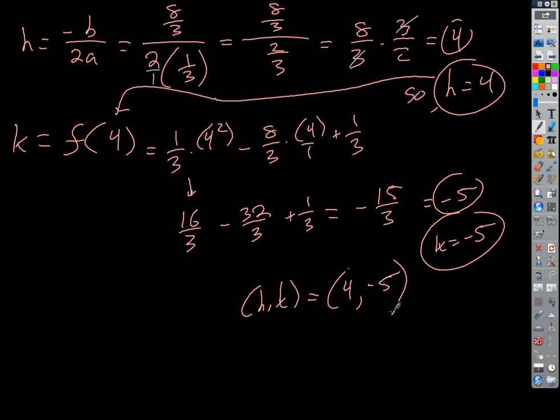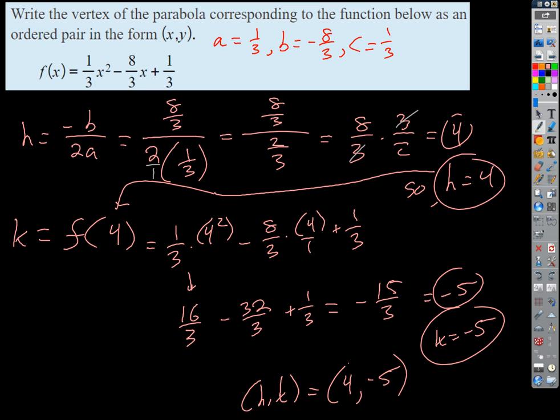So (h, k) is (4, negative 5). That's our vertex. What's a? 1/3. No big deal, right? So we're just going to vertically compress. We're going to multiply the vertical distances by 1/3. We can do that. So (4, negative 5) is the vertex. Remember that.